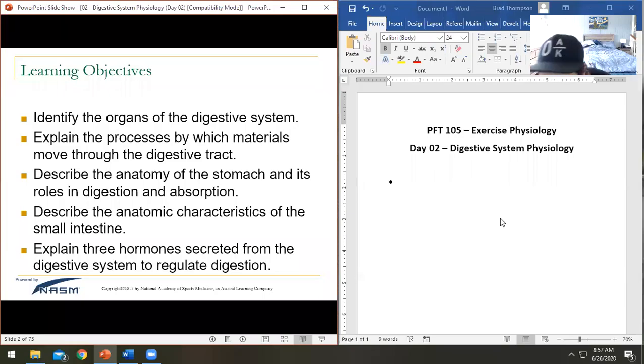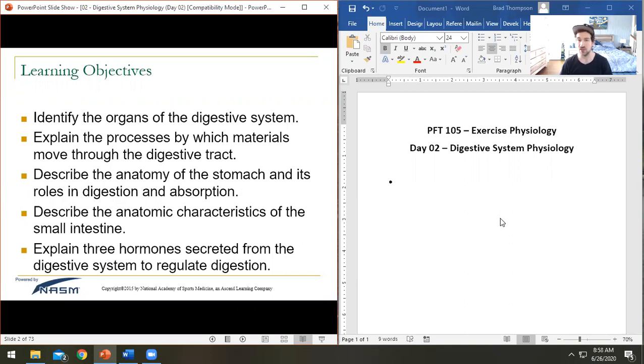All right, so we are looking at day 2 here. This is going to be digestive system physiology. This is kind of just to mention a little bit of the catabolic stuff that's going to take place. Yesterday we talked about the differences between anabolism and catabolism. Today we're going to talk about how we get all the ingredients catabolically to do stuff.